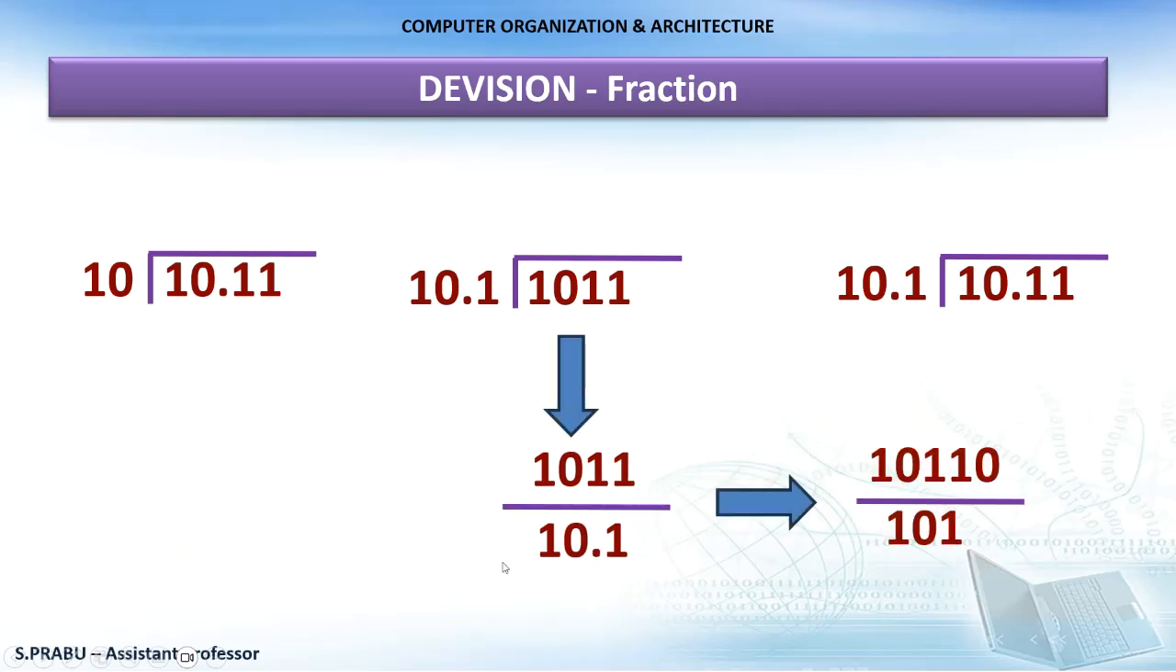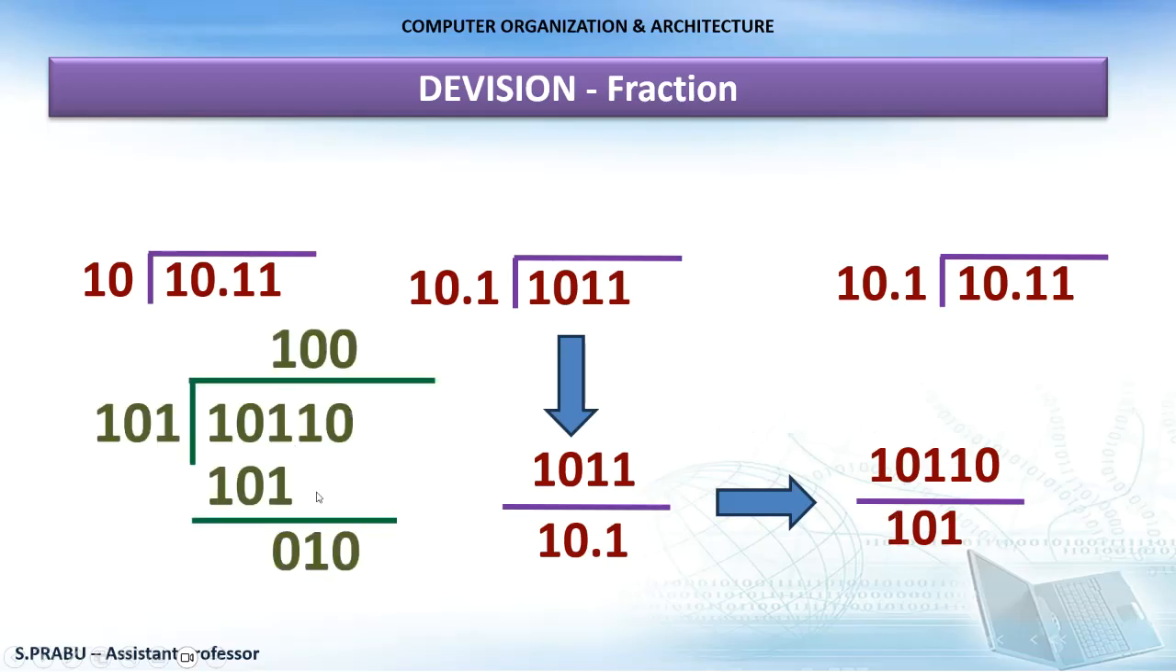In the second case, the denominator has the fractional part. I want to eliminate it. So I can shift this dot to the right-hand side. So I can add 0 to the numerator. Now these two values are the same as in the previous one. Now I want to do the normal division operation. So you can get this result. So this is the answer for division of these two numbers.